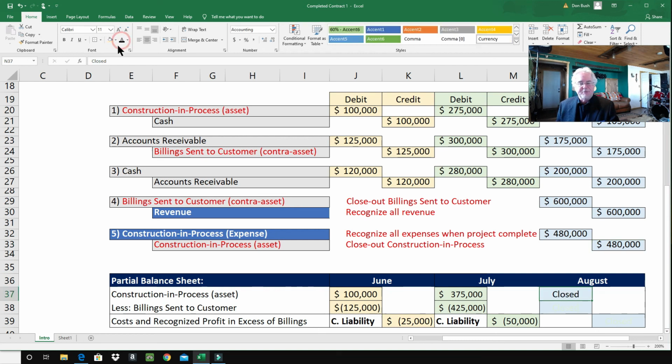So this should be 0. I wrote closed here just so you know it's gone away. It's 0. And billing sent to customers, that's closed also, which means this is closed out.